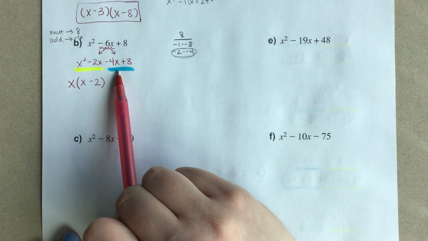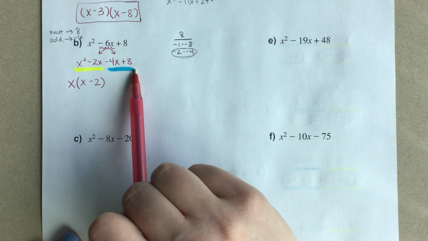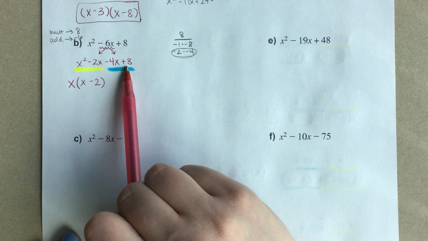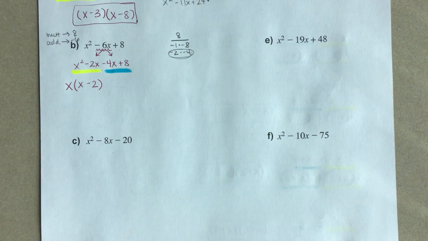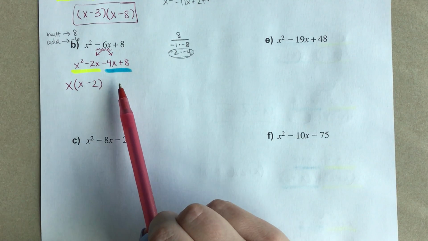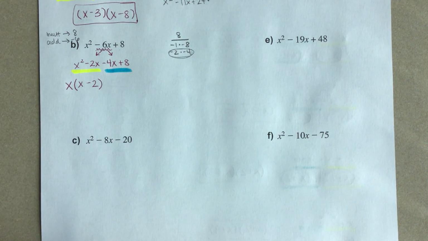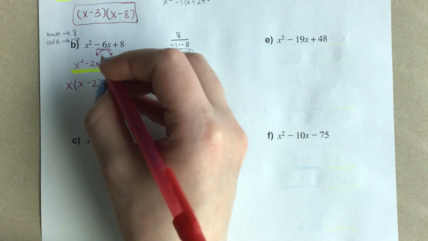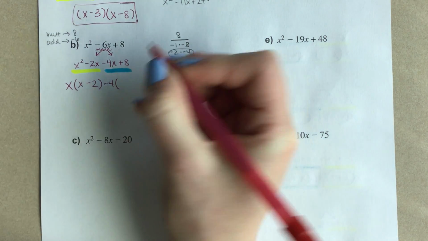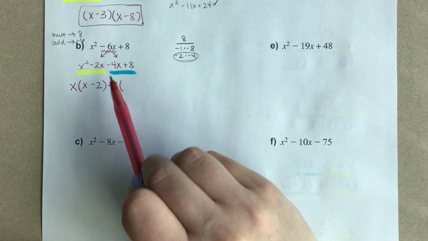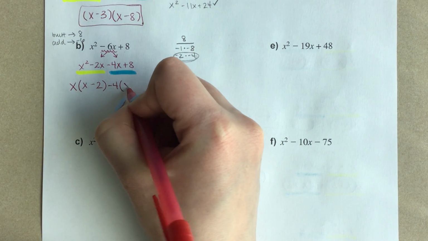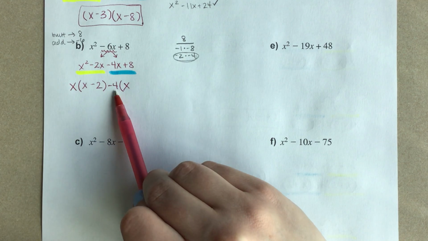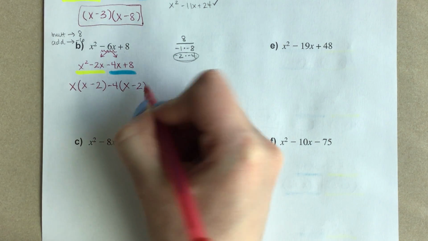Now, looking at the second part, what is the most that I can pull out of the two terms underlined in blue? Well, negative 4x plus 8, I can pull out a negative 4. The reason I'm pulling out a negative 4 is because for what's inside the parentheses, we don't like the x to be negative inside a parenthesis. So I'm going to pull out negative 4. And when I do that, negative 4x divided by negative 4 is x. And then positive 8 divided by negative 4 is negative 2.